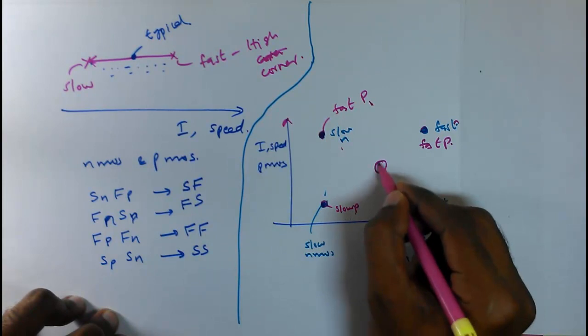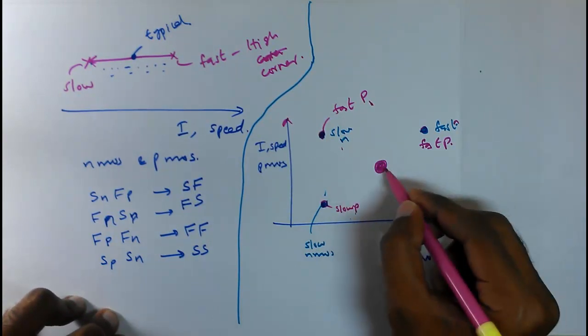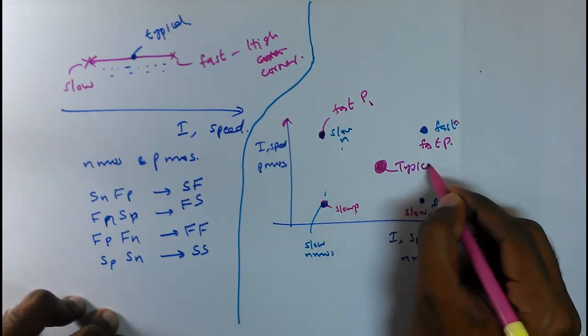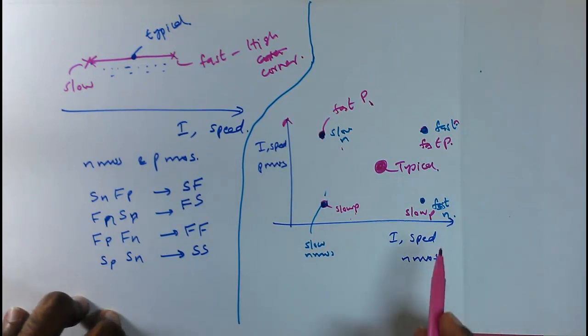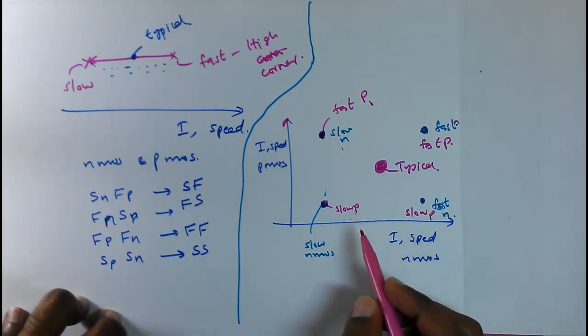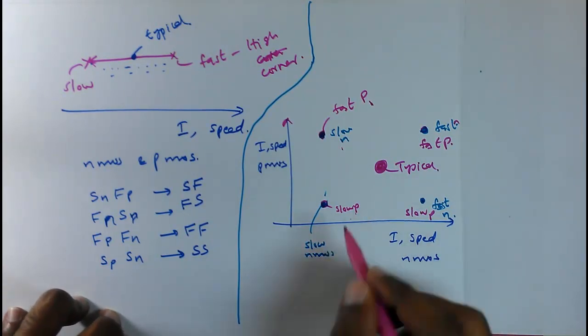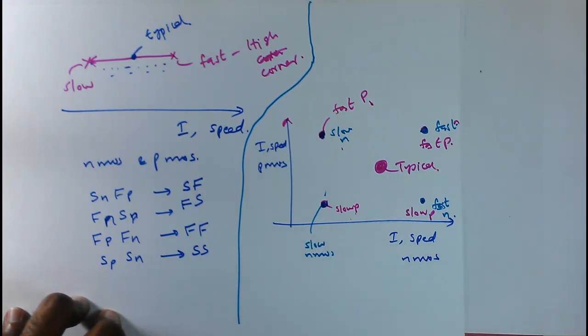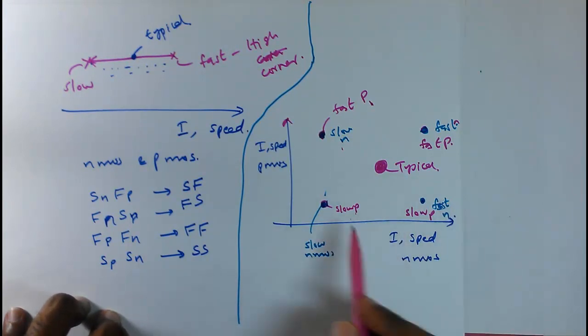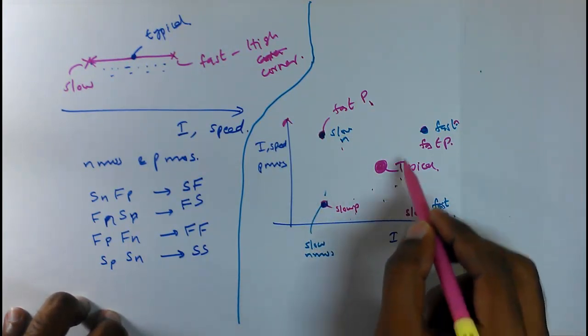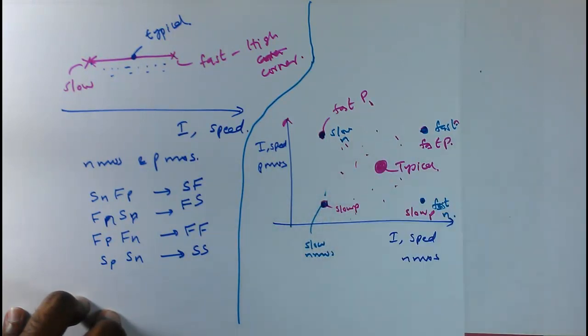So you can make your typical corner here. This is the typical. When you make a CMOS circuit with NMOS and PMOS, you can have a combination of fast and slow NMOS and PMOS. So your device will be anywhere in between these. So these are the 4 process corners.